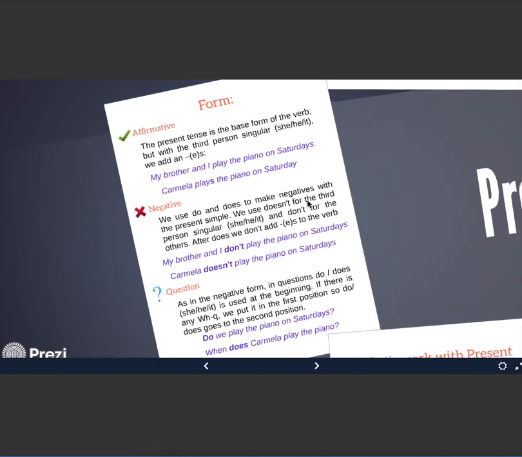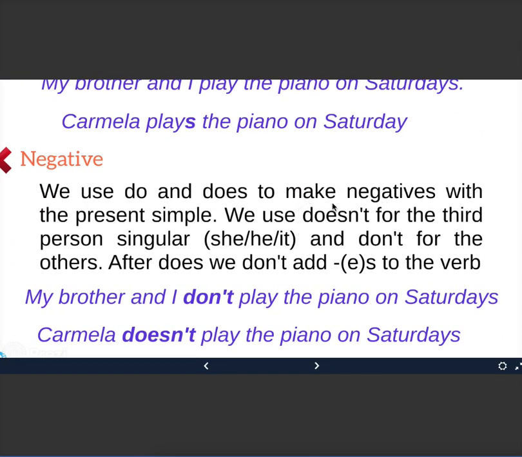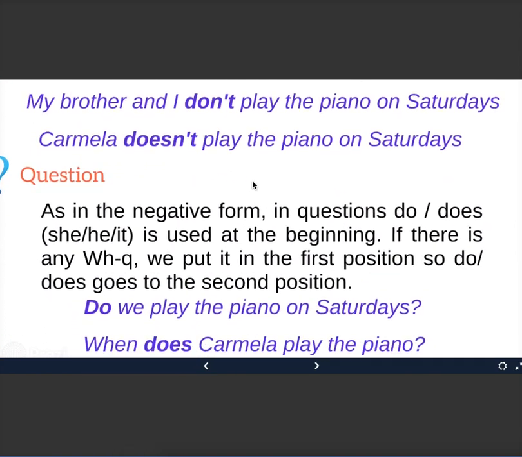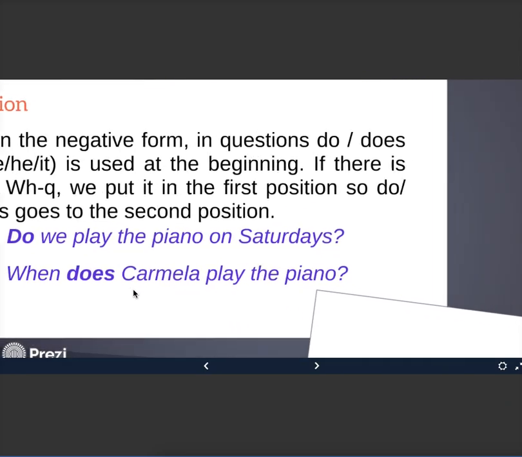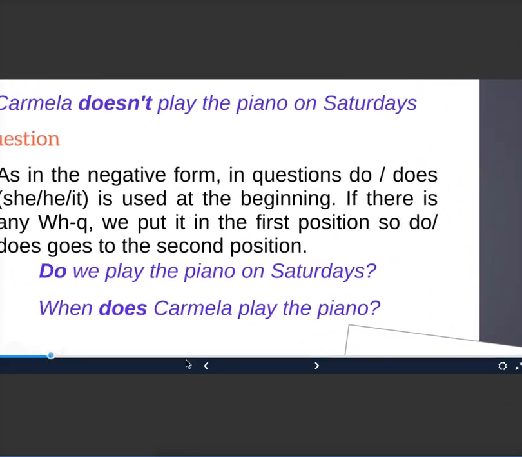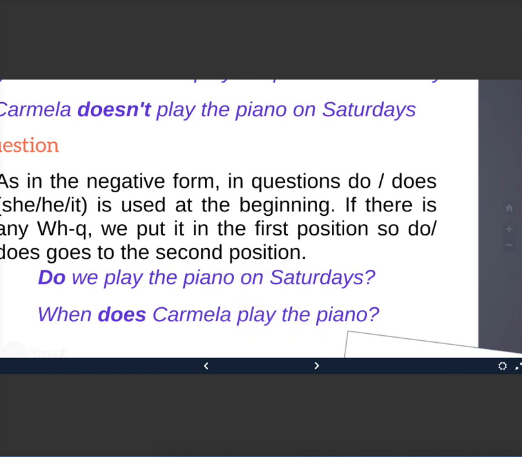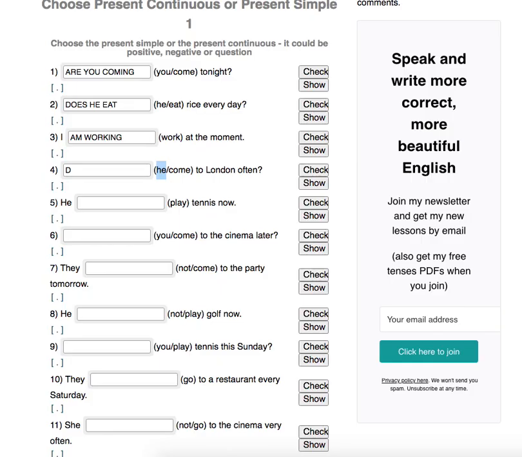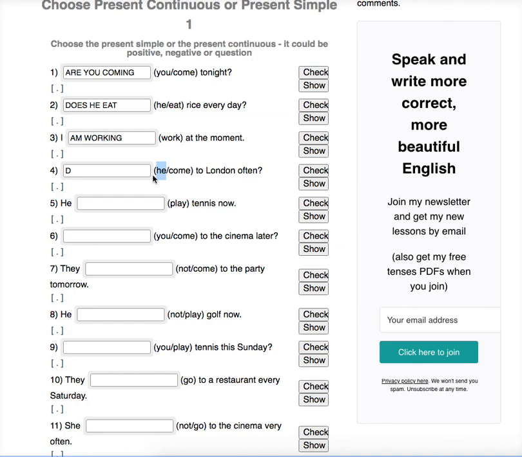So, look at this. You have do and you have does. Acuérdate que lo usas el does para he, she, it, y el do para los otros. ¿Listo? Does Carmela play the piano? Do we play the piano? Acuérdate, do y does. El does para la tercera persona. So here we go. He es tercera persona, entonces ¿qué utilizas? ¿Do o does? Does. Entonces, ¿cómo es tu pregunta?